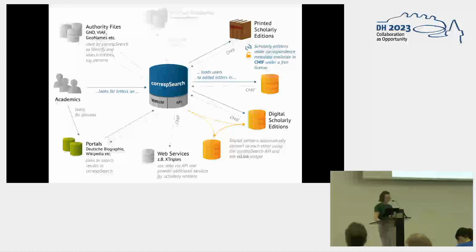So the aim of correspSearch is to show you, or to redirect you to, the editions that are relevant to you and your research. All the metadata is also freely licensed, either CC0 or CC BY, and is open for reuse through APIs.